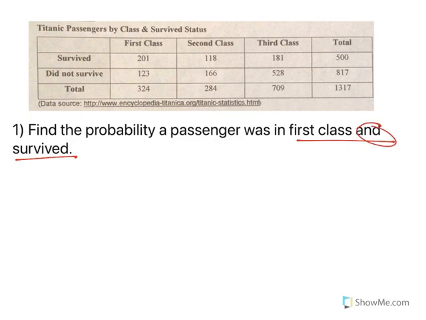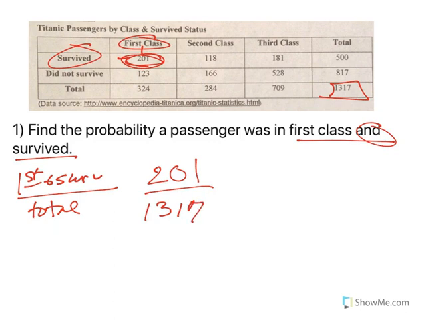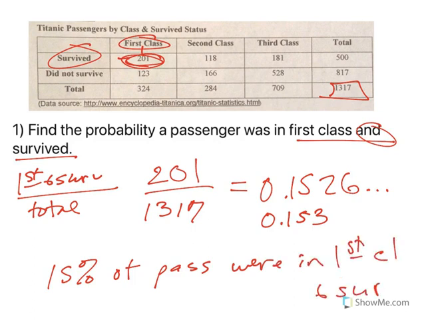Keyword here being "and." So we're looking at first and survived over the total. This is our goal. So here's first class, here's survived. So the "and" is the intersection. So there's 201, and then our total number of passengers, 1317. So when I divide those, I get 0.1526 and it goes on. I'm going to round everything to 3 decimal places in this video. So this means roughly 15% of passengers were in first class and survived.